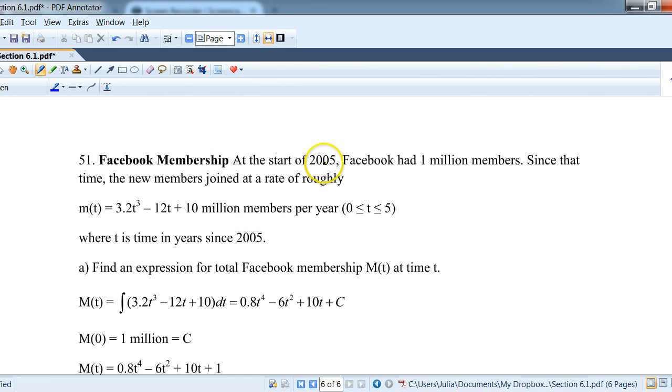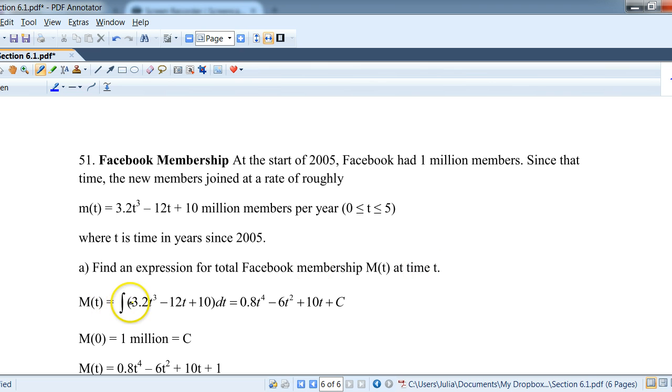And here is a quick one about Facebook membership. When it was originally created at the start of 2005, Facebook had 1 million members already, probably from a previous website. And since that time, the new members joined at the rate roughly, let's say this was discovered, so small m of t to stand for the rate of the membership, 3.2 t cubed minus 12t plus 10 million members per year. And we're talking about from year 0, which is 2005, to 5 years from 2005 or up to 2010. Find the expression for Facebook membership capital M of t at time t.